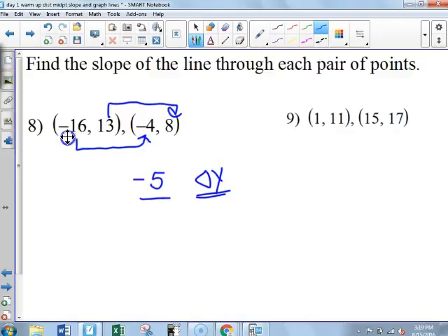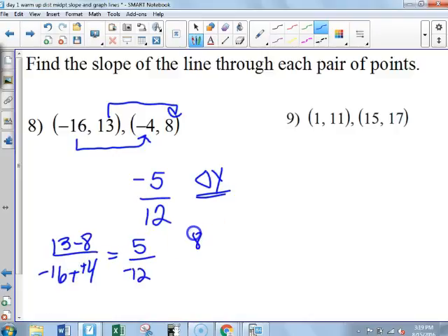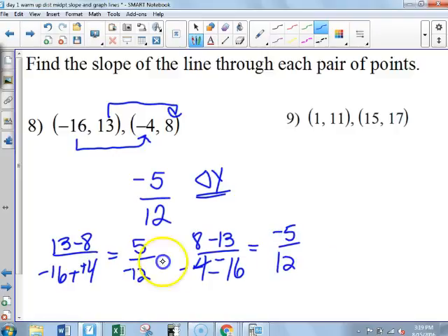If you went from negative 16 on your number line to negative 4, you actually went up 12, or positive 12 to the right. If you did this 13 minus 8 over negative 16 minus negative 4, you'd have 5 and negative 12. If you did it the other way, what happens? It's not the same thing, really. It is the same thing, but it's not, because you get negative 5 and positive 12. Is that equivalent, though? Yeah. One way the top will be negative, one way the bottom.